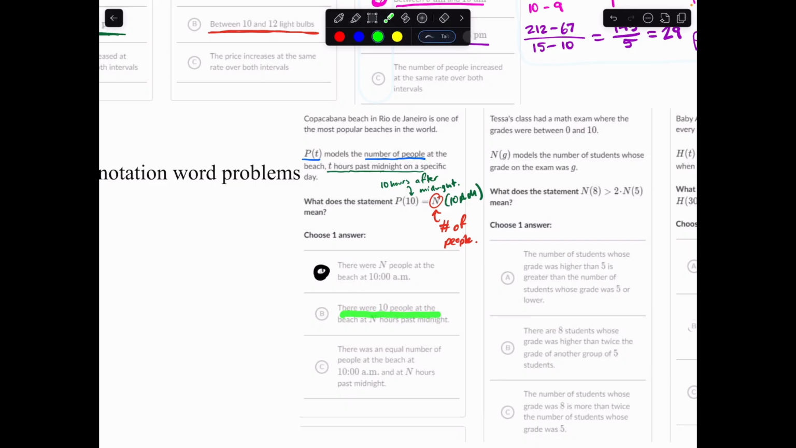There were 10 people at the beach. Well, wait a minute. 10 wasn't a number of people. 10 was a number of hours. So no, there were not 10 people. It doesn't say anything about the number of people. So it can't be choice B.